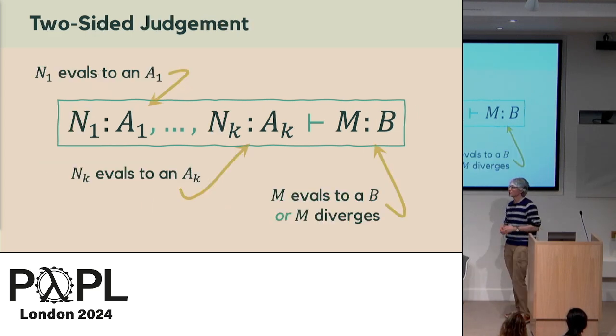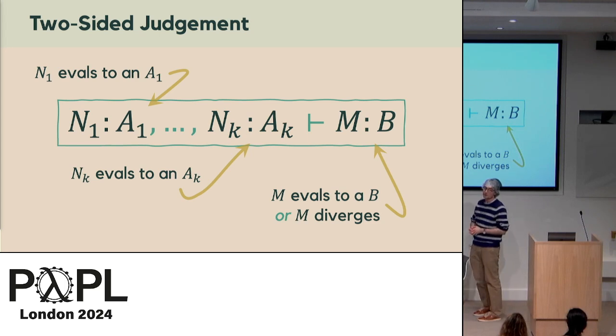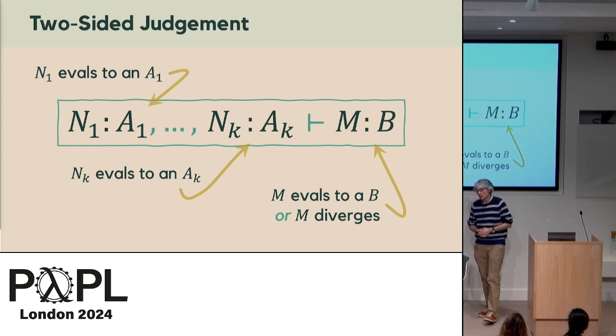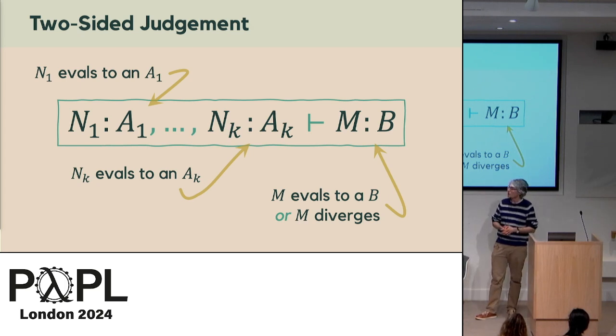So in our two-sided judgments, we can make assumptions on arbitrary typings, compound terms on the left, and the semantics is really just a slight generalization of the usual semantics for call-by-value typing judgments. So in other words, if we assume that N1 evaluates to a value of type A1 and ... Nk evaluates to a value of type Ak, then it follows that either M evaluates to a B or M diverges.